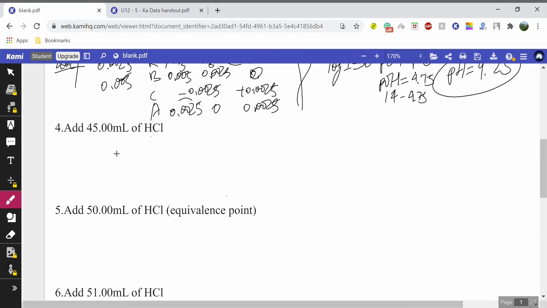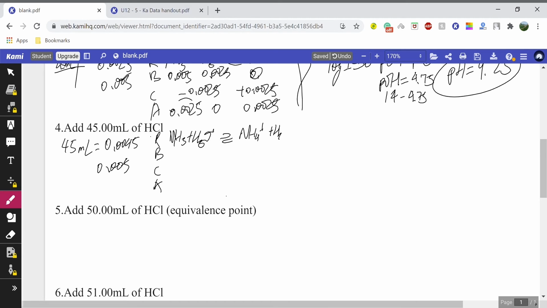Okay, now for number 4, we're going to add more. Now we have 45 milliliters. So 45 milliliters equals how many moles? 45 divided by 1000 times 0.1 gives you 0.0045 moles compared to 0.005 moles. So our RICE chart is going to be NH3 plus H3O+, forming NH4+ and H2O. It will be 0.005, it's going to be 0.0045. Minus 0.0045, it's going to be 0, and it's going to be 0.0005. It's going to be 0 plus 0.0045, and it's going to be 0.0045.